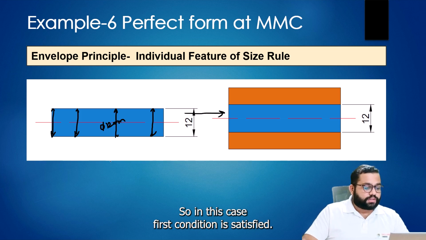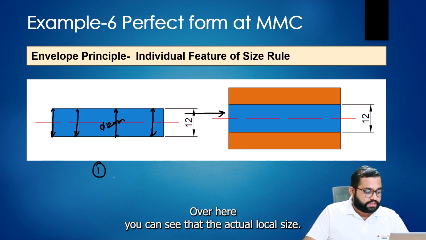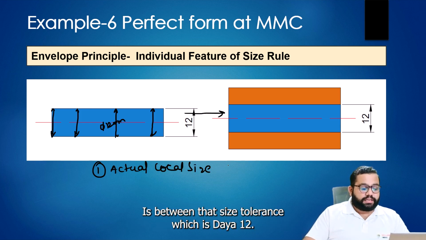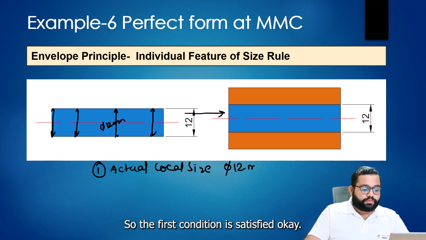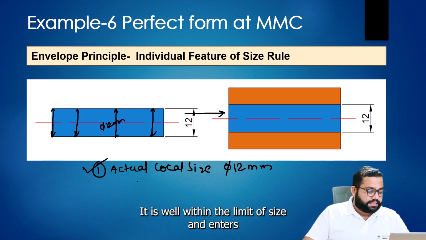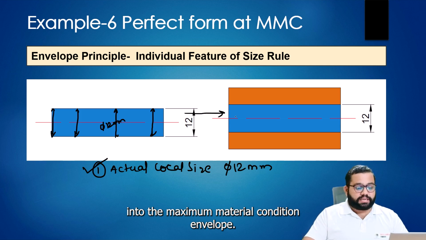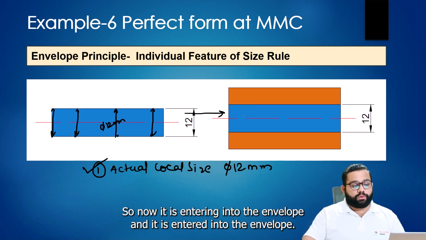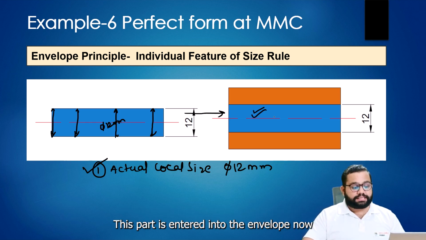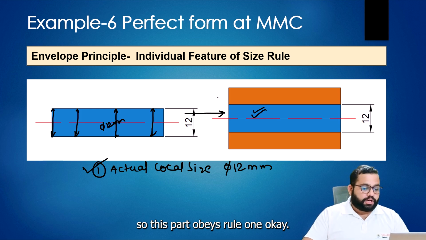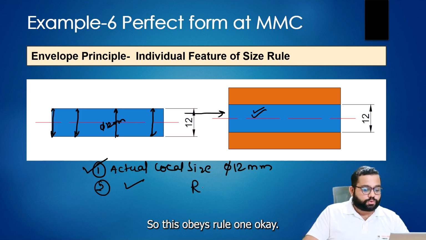So in this case, the first condition is satisfied. Here you can see that the actual local size is within the size tolerance, which is dia 12. So the first condition is satisfied. It is well within the limit of size and enters into the maximum material condition envelope. This part has entered into the envelope, so this part obeys rule 1. This condition is also satisfied.